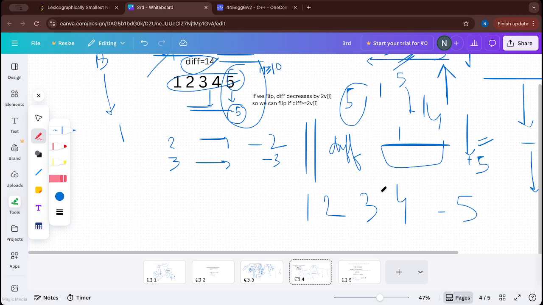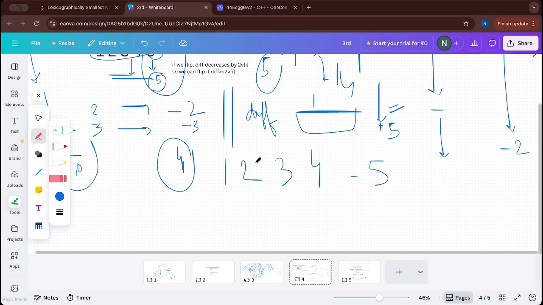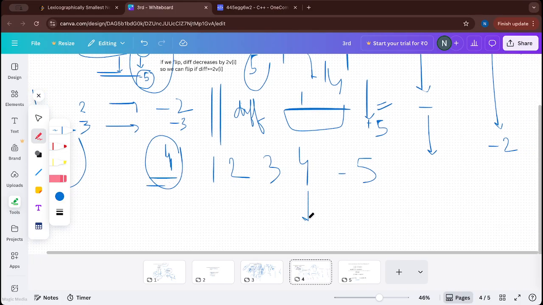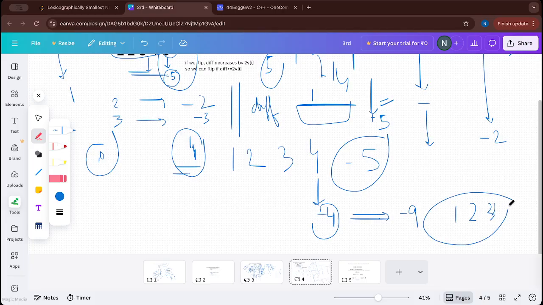And what is the sum now? The difference 10 is already achieved, right? So the net difference is 4, because initially we wanted 14, we got 10, so the remaining difference is 4. And now can we flip 4? We cannot, right? Because if we try to flip to minus 4, then what will be the net sum? It will be minus 4 plus minus 5, which is minus 9. So if this is minus 9, is there any way to get a subset of 1 to 3 to make the sum 4? No, right? Because this is hugely negative. So even if we take plus 1 plus 2 plus 3, even then the sum will be negative, which is ideally not what we want.